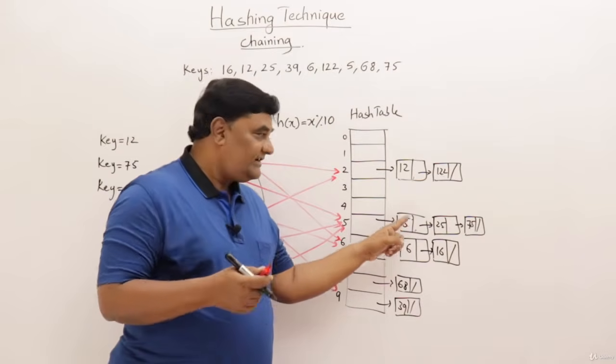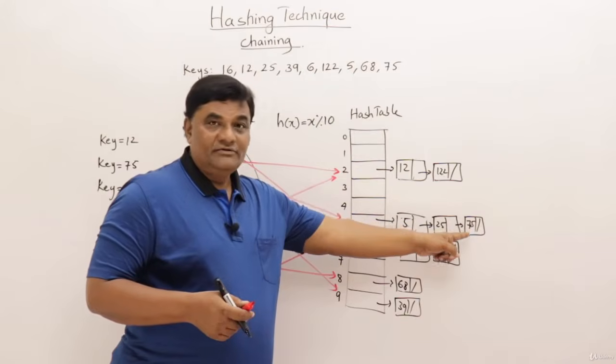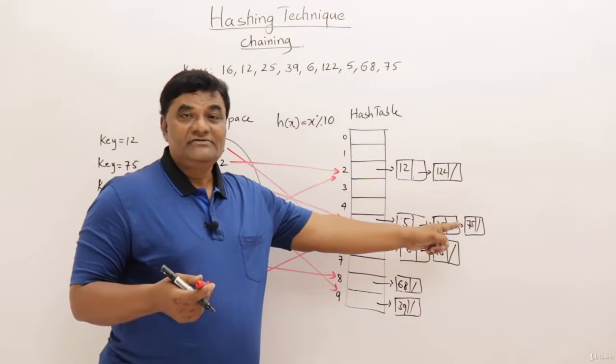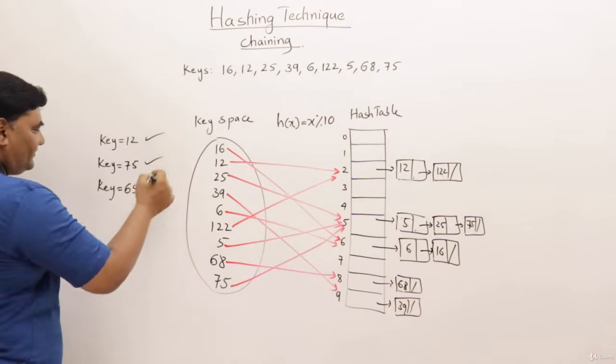5, no, 65 is greater. 25, no, 65 is greater. 75, no, 65 is smaller. So key is not found. Key is not found, so search is unsuccessful. For these two keys it was successful.